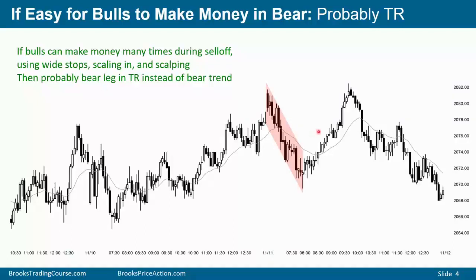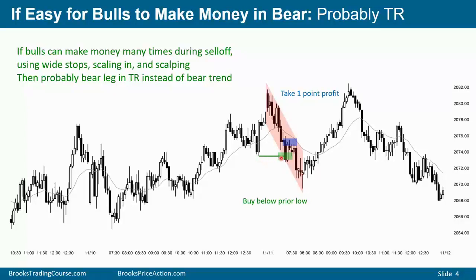The opposite is true of a bear trend. If the bulls can make money repeatedly buying below bars, scaling in, buying reversals up, then the leg down is probably a leg in a trading range and not the start of a bear trend. For example, if bulls place a limit order to buy at this low, betting against a successful breakout, and they can make money buying there, then that makes it less likely that this is going to lead to a big bear trend.